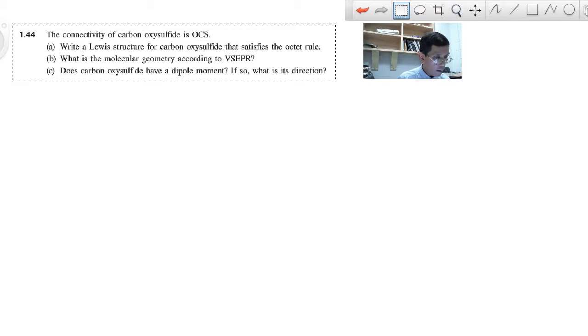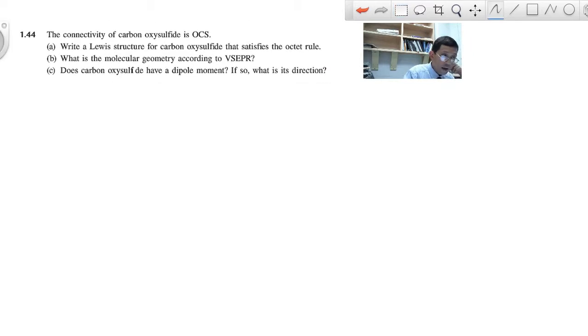The formula of carbon oxysulfide is OCS, right? Draw a Lewis structure for carbon oxysulfide that satisfies the octet rule. Okay, so the first thing we do is we have to know the number of valence electrons.